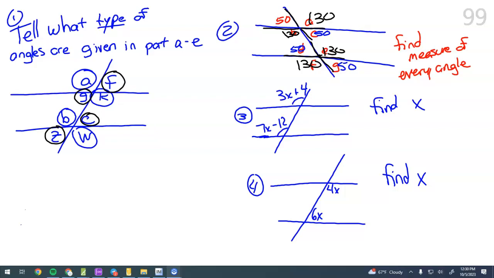So let's try this. 1 and 6. Equal or add up to 180? How many say equal?